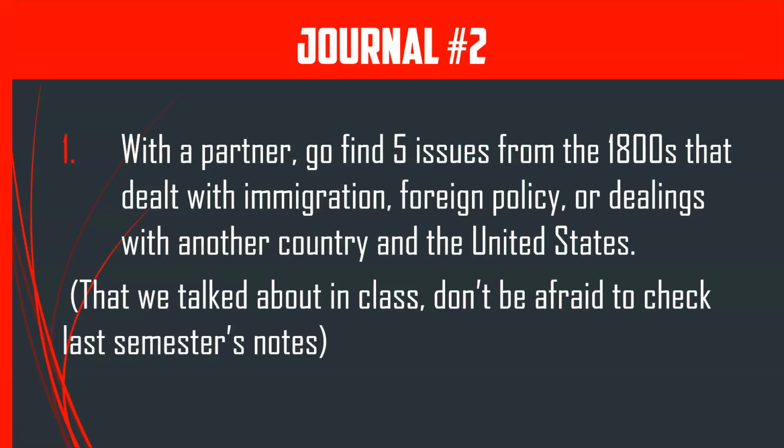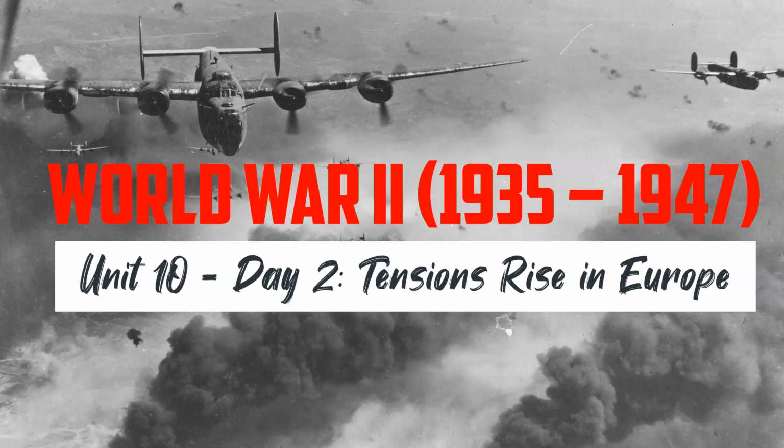Today I'd like for you to complete your journal. Obviously, if we were in class, it would be with a partner, but today I'd like for you to go find 5 issues from the 1800s that dealt with immigration, foreign policy, or the United States dealing with another country. You can look all the way back into the 1860s, all the way up through the 1900s, through World War I, but I'd like for you to just look through some foreign policy issues and some immigration issues that we've had over the last 50 to 70 years of history.